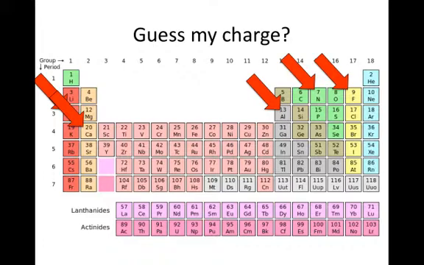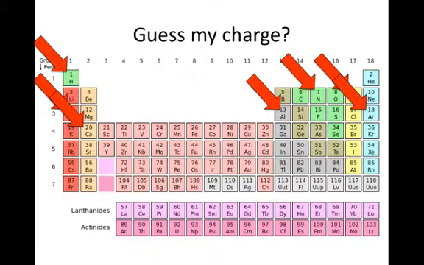Aluminum. Aluminum can either gain 5 electrons or lose 3 electrons. It's going to lose 3, much easier, so it's going to be aluminum 3 plus. Argon. Argon's happy. Argon has a full outer quantum level, and so it's going to stay exactly the way it is. It is going to have a 0 charge.